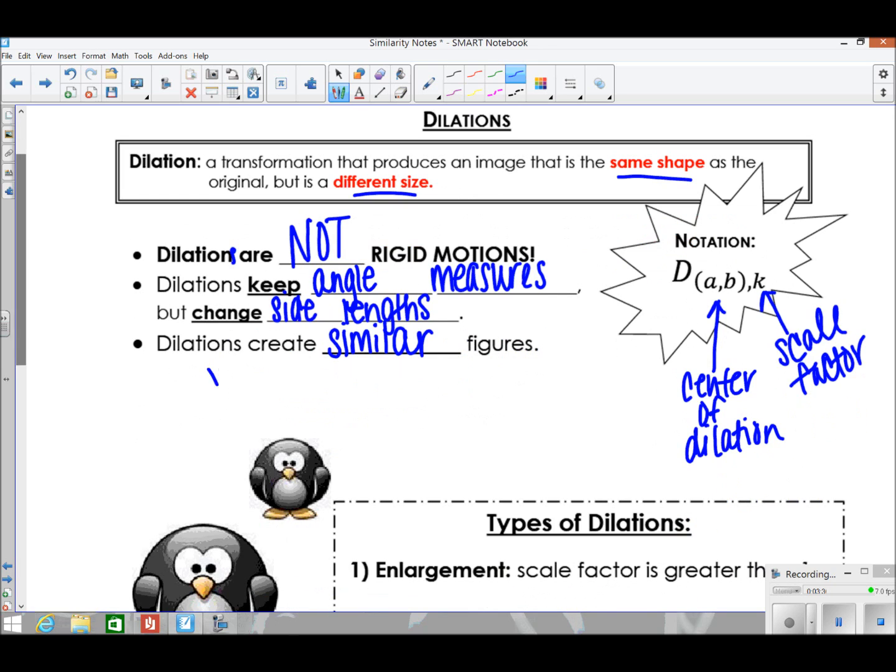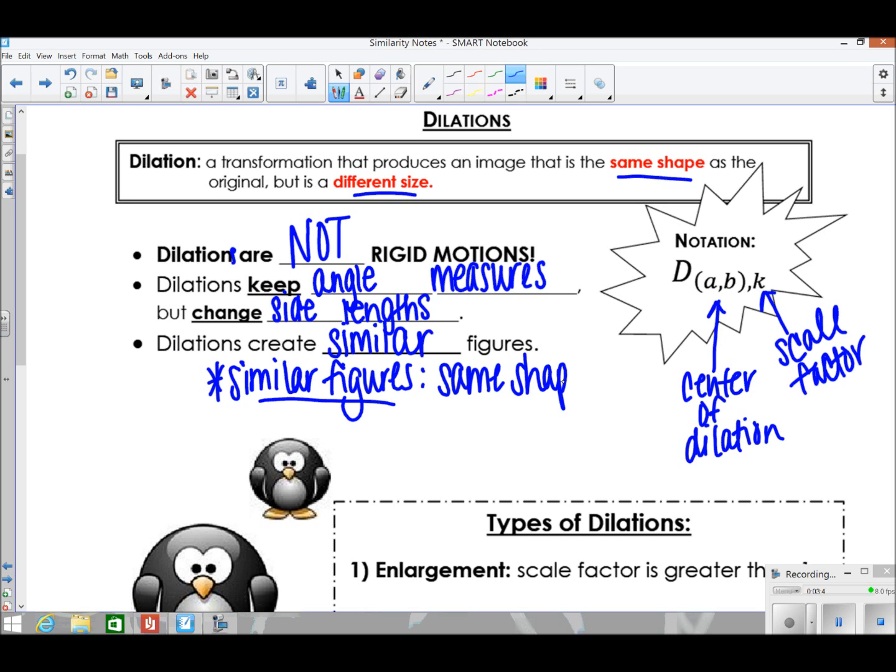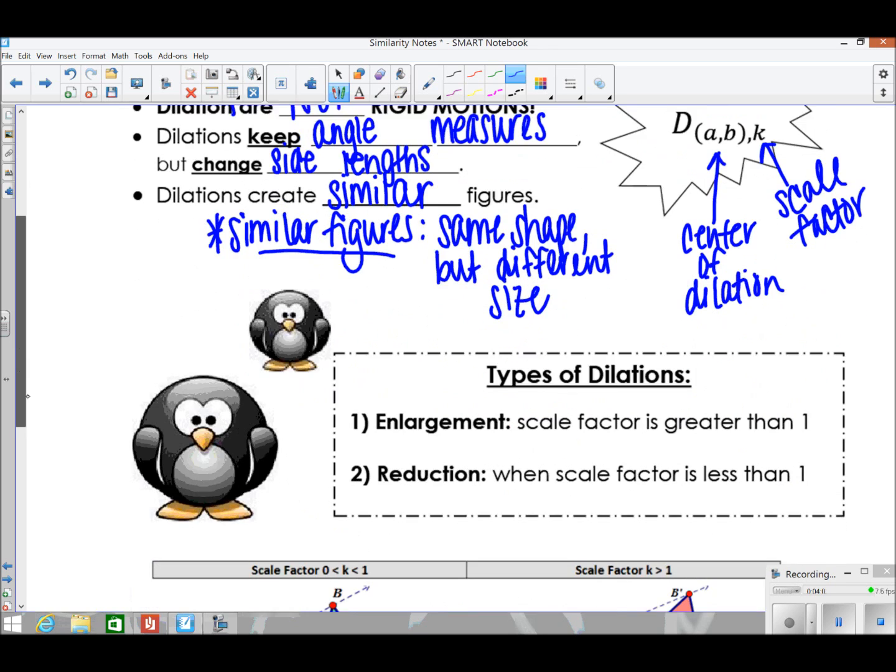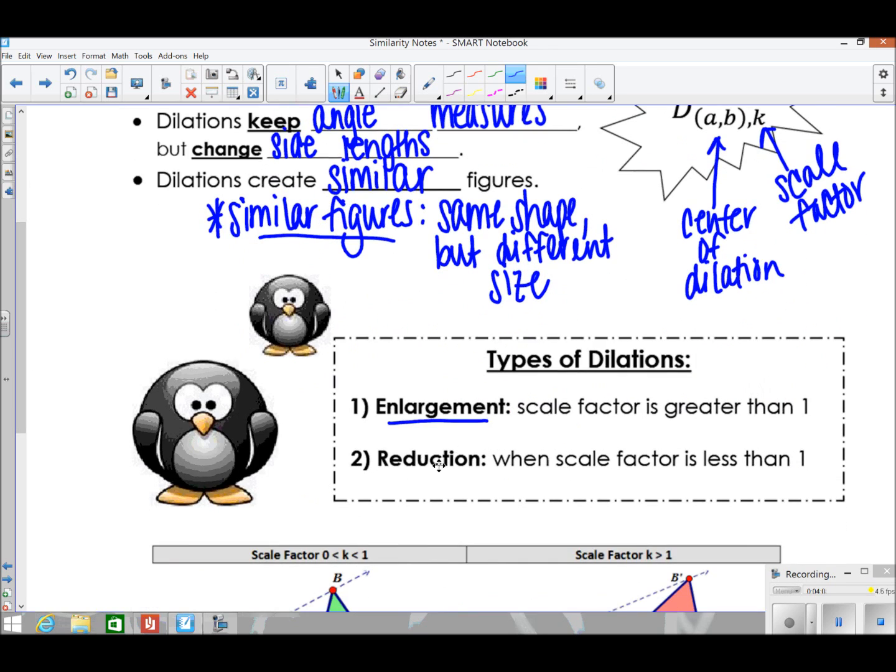Like I said, similar figures, just to give you an idea right now, but this whole unit we're going to be talking about, similar figures means that they have the same shape but different size, meaning same angle measures but different side lengths. And like I said, there are 2 different types of dilation. There's an enlargement versus a reduction.